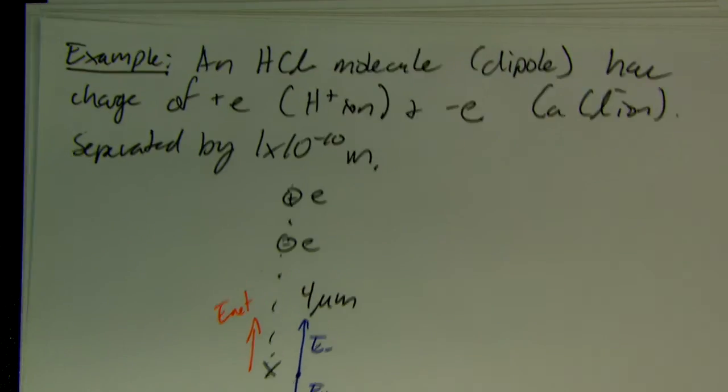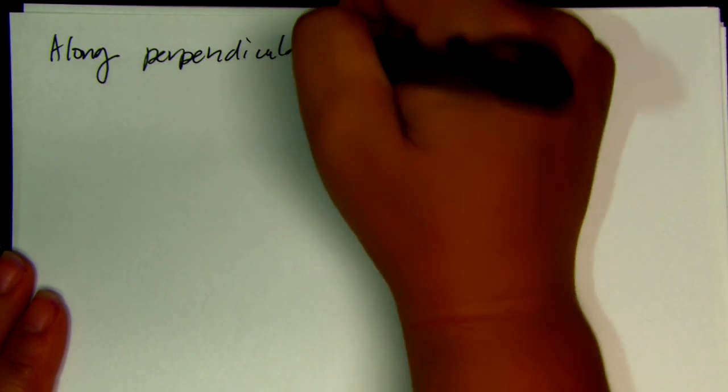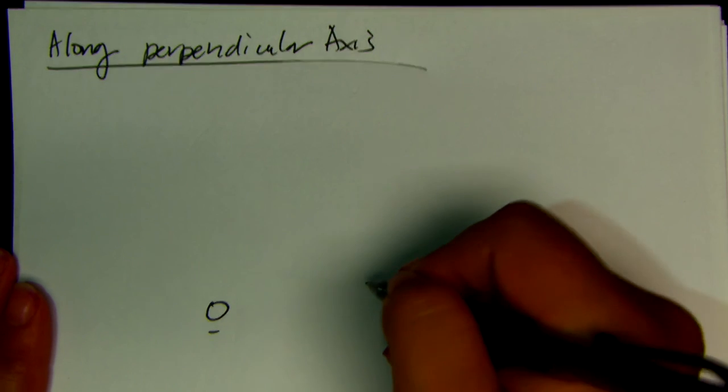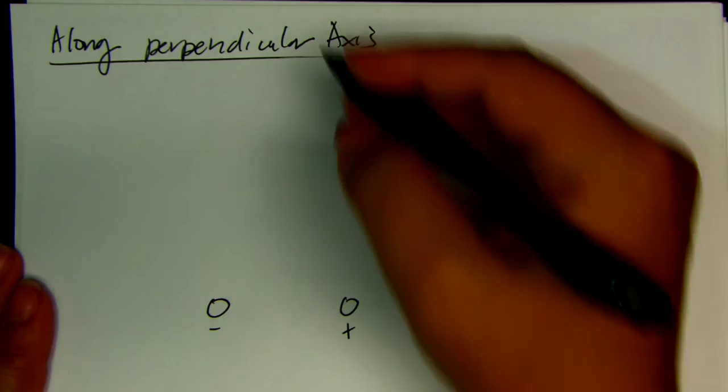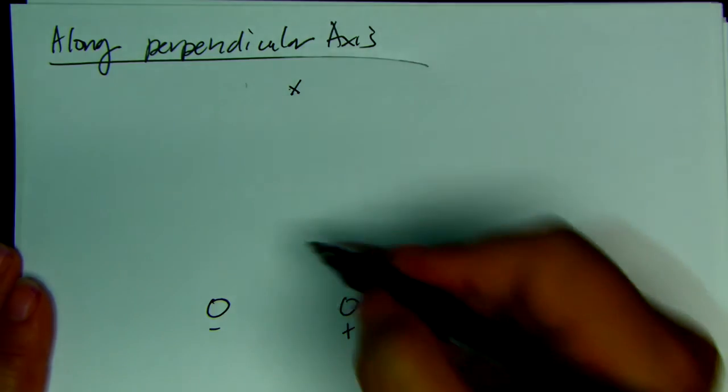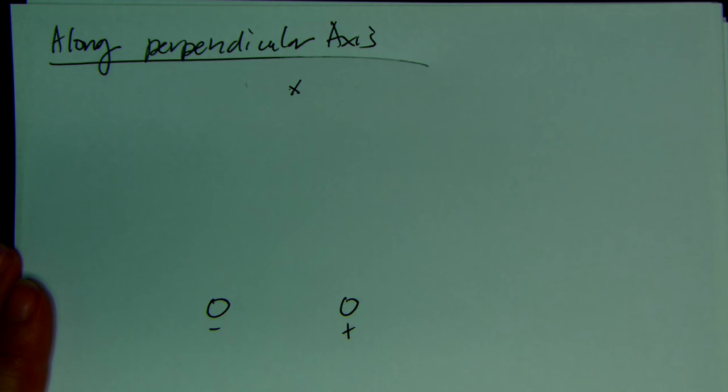All right, so moving on, we can look at the derivation for a dipole along the perpendicular axis. All right, so in this case, we would have, say, a negative here, a positive here. We're going to be looking perpendicular to some point. Okay, so let's go ahead and draw some vectors.